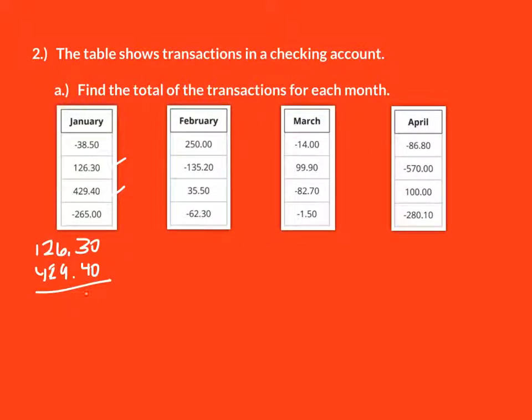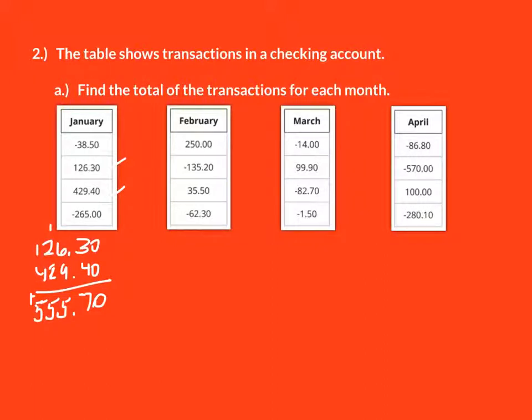So 30 cents and 40 cents is, of course, 70 cents. 6 plus 9 is 15. Carry 1. 2 plus 2 is 4. Plus 1 more is 5. 1 plus 4 is 5. So in our positive column, we've got 555.70.